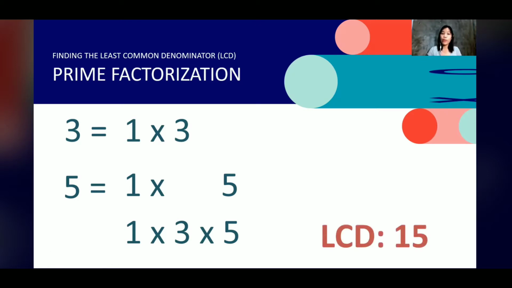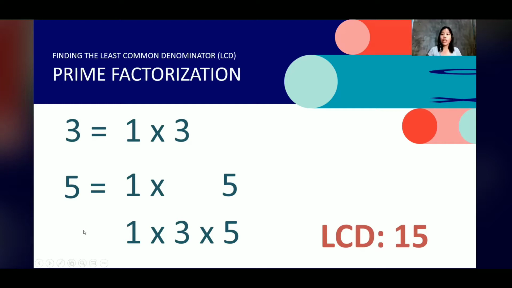So as you can see, in using any of the methods in finding the least common denominator, we will get the same answer. So it is up to you kung anong gagamitin mong method. It is up to you kung ano yung mas madaling method sa'yo. If you think listing method is much easier, so you can freely use it. If you think prime factorization is easier, you can use it. So you'll have the same answer kung ang gagamitin nyo ay any of the methods.